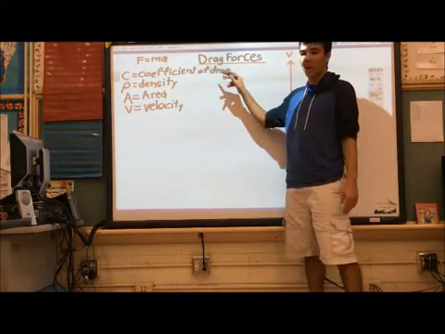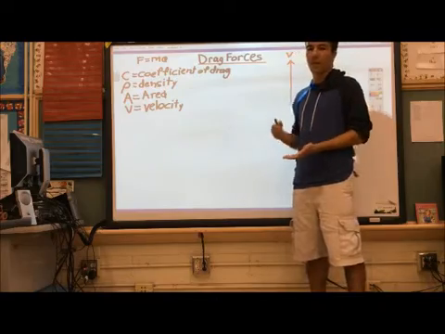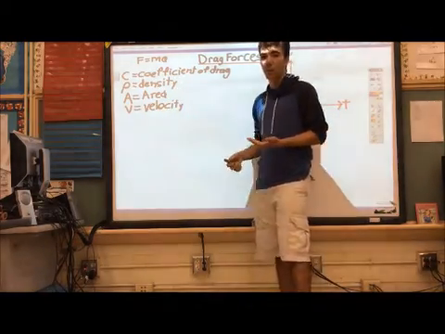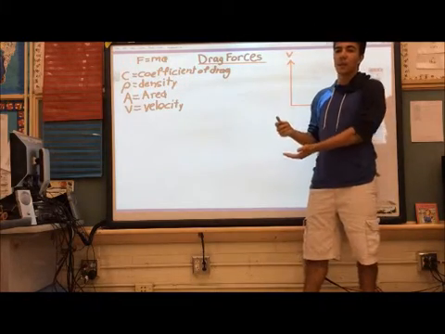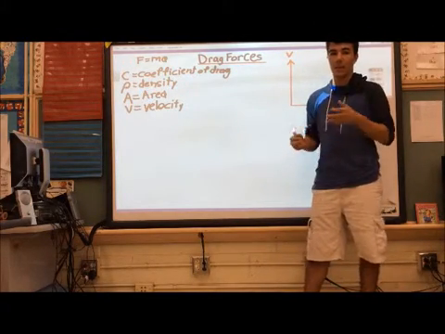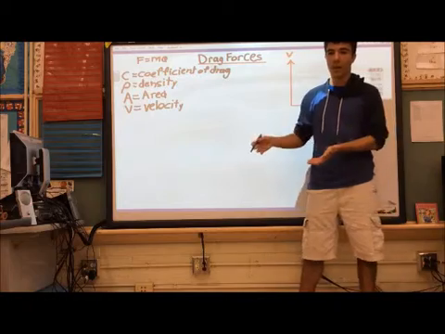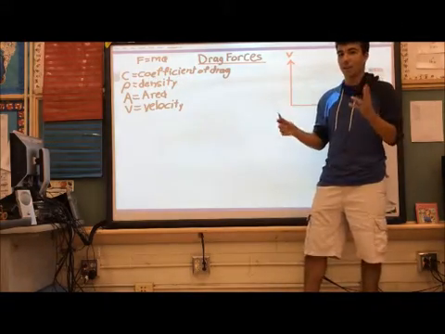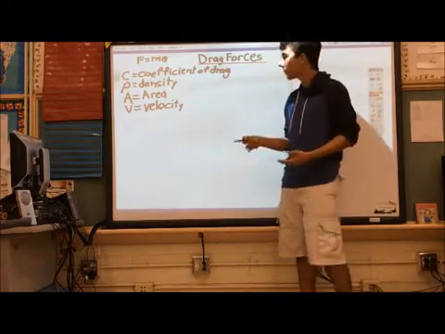A coefficient of drag, which is different for every object, and the density of the fluid. Since the fluid could be either a liquid or a gas, if you pass through water, which is much denser than air, you'll slow down a lot more.